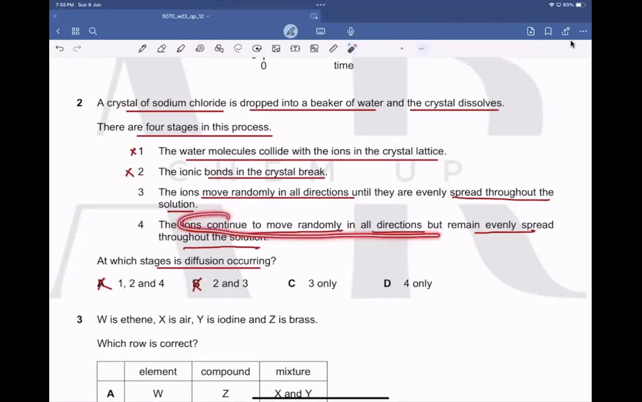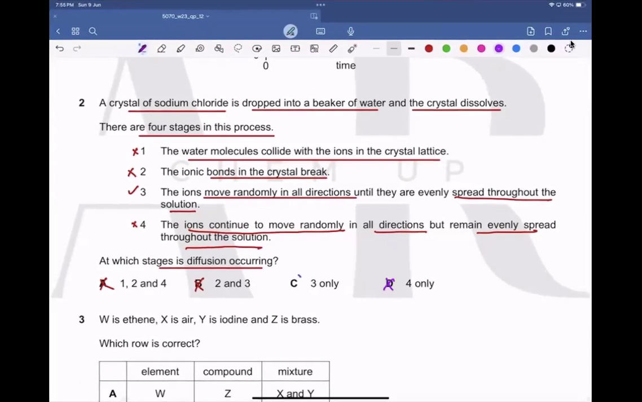Ions continue to move randomly in all directions, but remain evenly spread. That is not correct because initially ions are concentrated at a specific region, and they move until they mix evenly, and after that their movement is not to a larger extent. They just slide past each other. So the correct answer is C. B is also wrong and C is the correct answer. Is this clear to all of you?